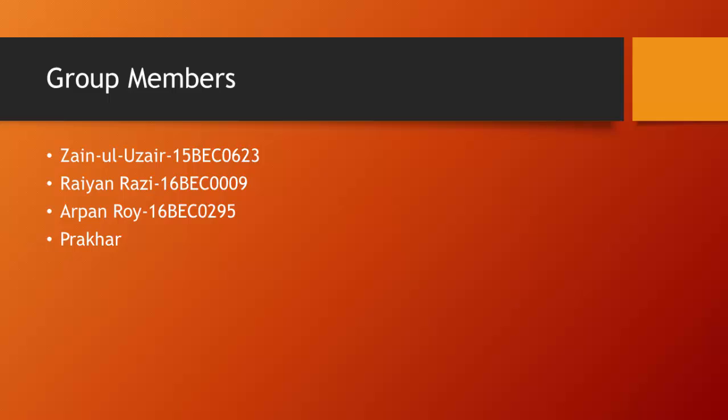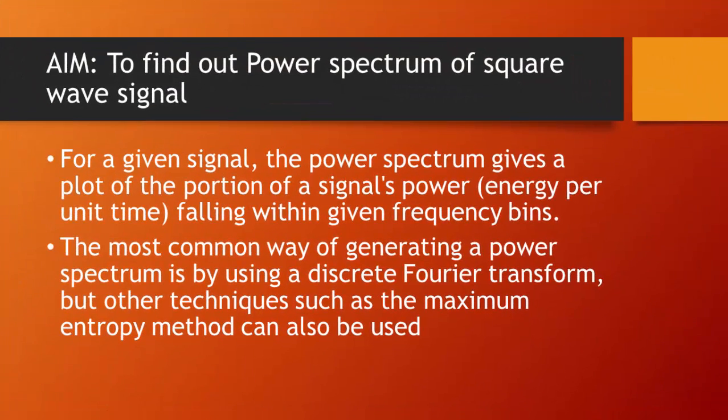Here is how to find out the power spectrum of a square wave signal. For a given signal, the power spectrum gives a plot of the portion of a signal's power falling within given frequency bands. The most common way of generating a power spectrum is by using a discrete Fourier transform, but other techniques such as the maximum entropy method can also be used.